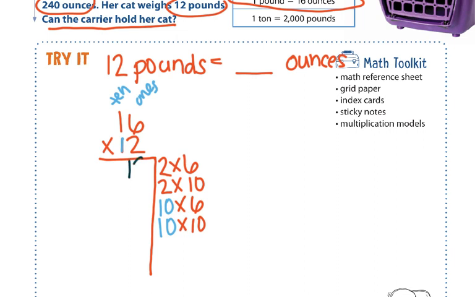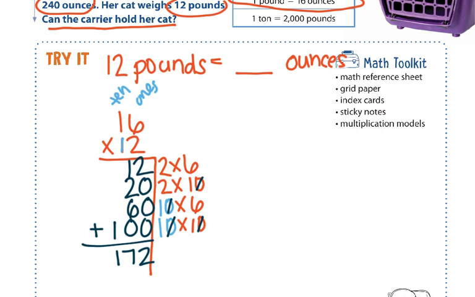6 times 2 is 12. Move your 0 over. 2 times 1 is 2. Move your 0 over. 6 times 1 is 60. Move 2 zeros over. 1 times 1 is 1. I add. How'd you get 172? I'm going to put 192. So 12 pounds equals 192 ounces.